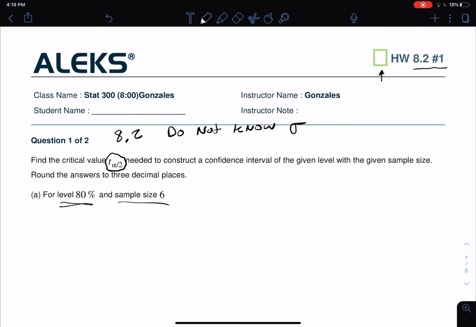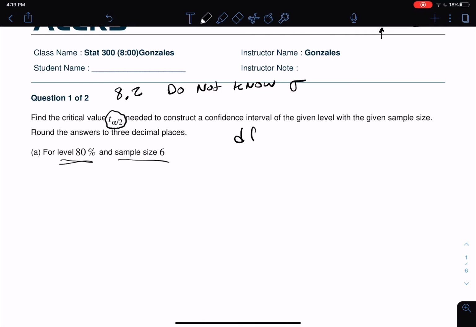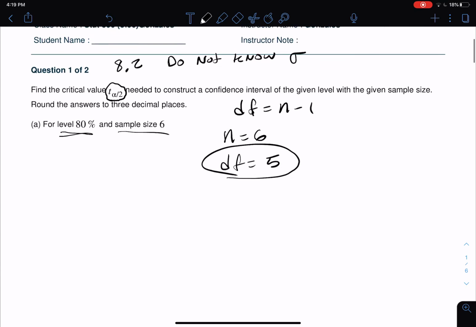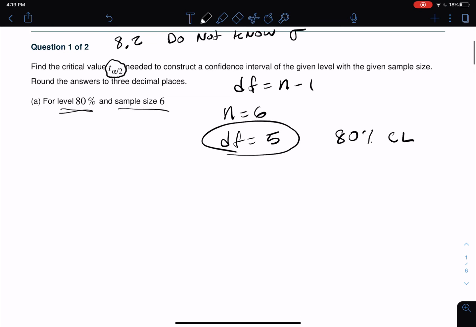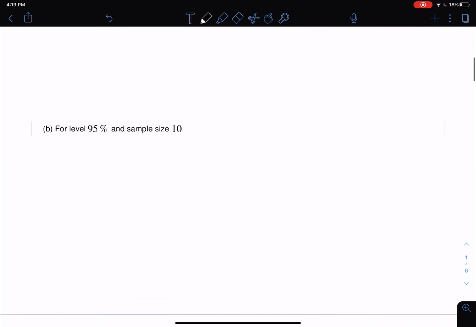Well, sample size is 6, and remember that our degrees of freedom are found by taking the sample size minus 1. So we have a sample size of 6, therefore our degrees of freedom would have to be 5. I'm going to circle that. And let's look this up. We got degrees of freedom 5, and we want an 80%, right? 80% confidence level. Let's look that up on our table.